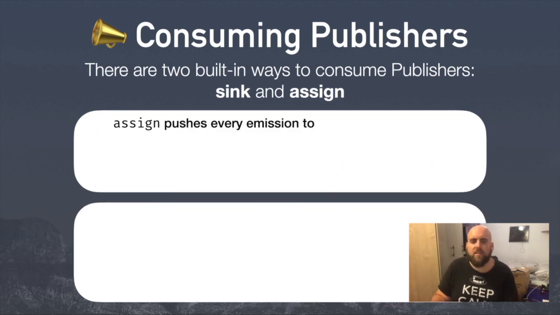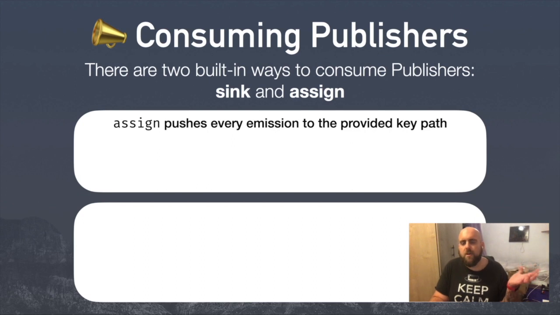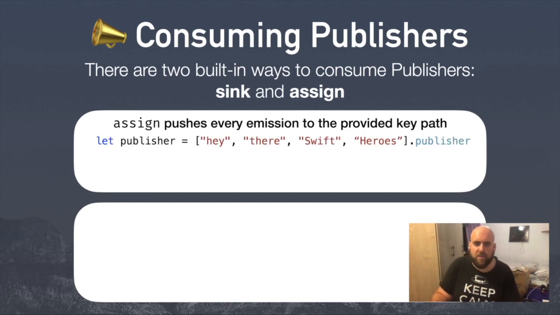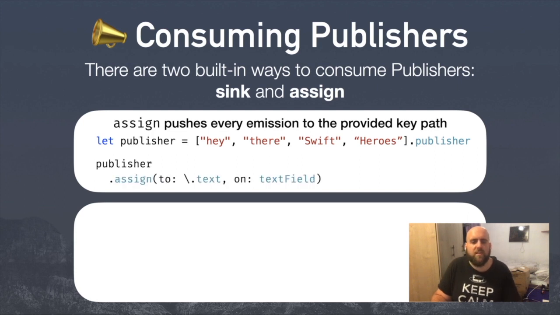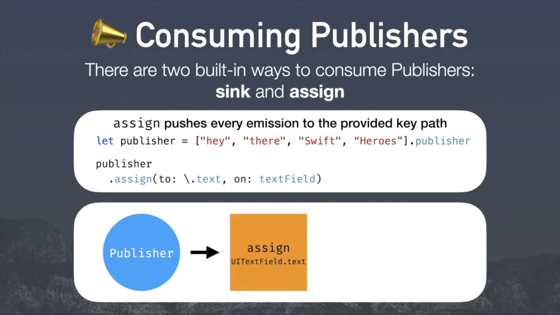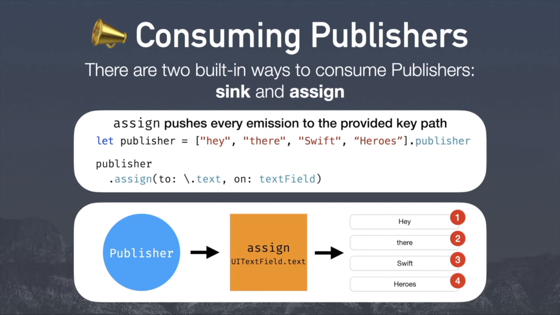The second one we get is assign, which is super useful. It's like a binding mechanism, basically. It pushes every value from a publisher to a provided key path on a different object. For example, if we have the same publisher, we can tell it assign the text, assign every string that comes from the upstream to the text property of a text field. So that means if a publisher produces these 4 strings, it would every time change the text field's value based on whatever the publisher publishes.